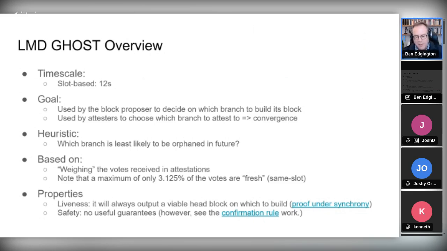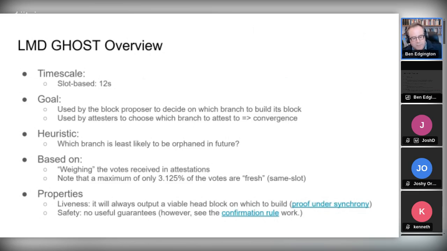So we're making a decision every 12 seconds about what the head of the chain is. And so it's relatively rapid for a global network. That's why we have to broadcast attestations via the P2P as swiftly as we can. And the goal is it's used for two things. So I want to find out what the head of the chain is for two reasons.